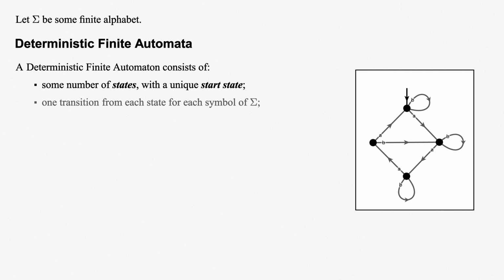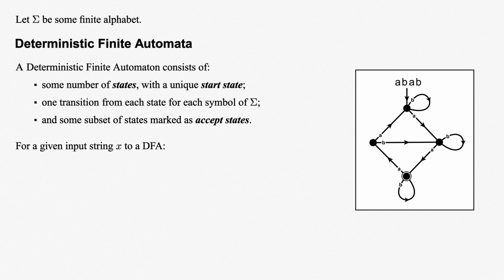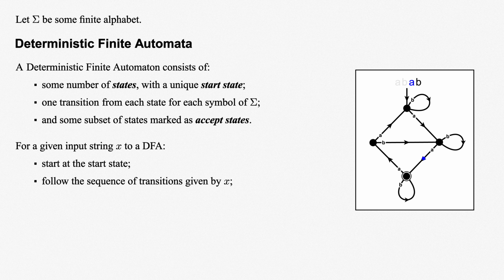Recall that a deterministic finite automaton over sigma consists of a finite number of states, including a unique start state, and one transition from each state for each symbol of sigma, with some subset of the states marked as accept states. And how this operates for a given input string x is as follows. We start at the start state, follow the transition given by each symbol of x in sequence, accept if we finish on an accept state, and reject otherwise.